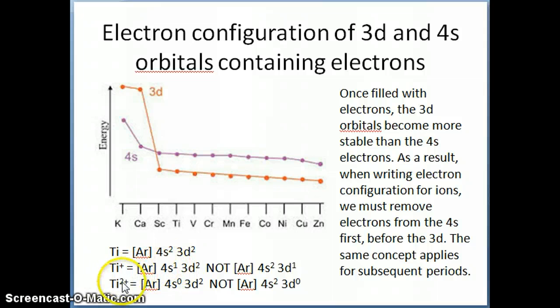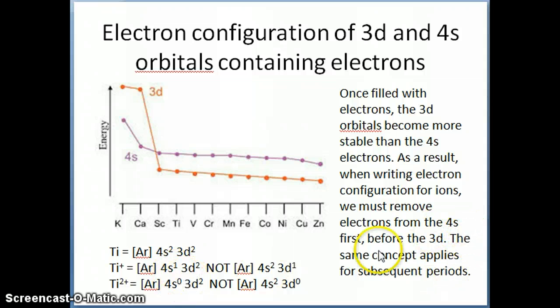And then if you have titanium 2 plus, it's the same thing. You're going to remove the second electron also from the 4s before you get to the 3d. So in other words, the configuration for titanium 2 plus would be argon and 3d2. If it's 0, you don't write it, so it would just be argon and 3d2 instead of argon and 4s2, which is what you would have expected. Okay, so both of these are wrong. This is the correct way of writing the electron configuration for these transition metal ions.